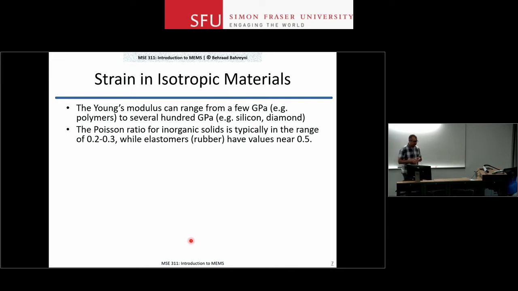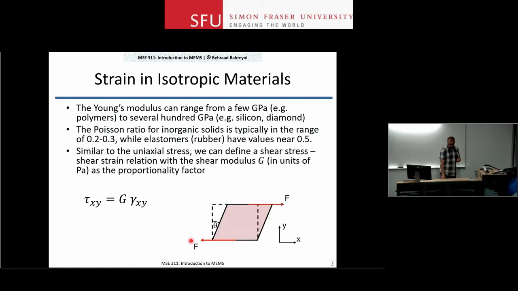But if you look at something like a rubber, the number is larger, right? So for rubbers, if you stretch them in one direction, you see a very noticeable change in the other direction. And the Poisson's ratio is about 0.5. Similar to normal stresses and strains that we relate through, let's say, the Young's modulus, you can relate the shear stresses and shear strains to each other as well.